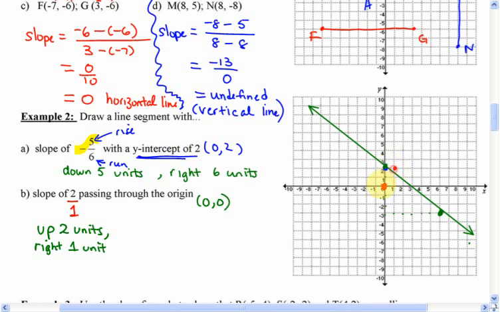Now notice, dear friends, I've only drawn 2 dots. You can keep doing this, you know. Go up 2 more, 1 to the right. You can do this forever if you wanted to. But technically, how many points do you need for a line? Just 2. Okay. Draw it in. There you go. So this is B, and the green one is A. Okay. So this idea of slope also can be used to draw out lines.